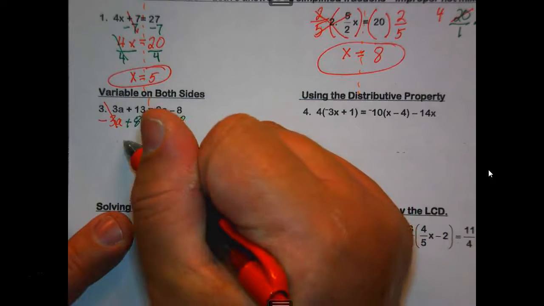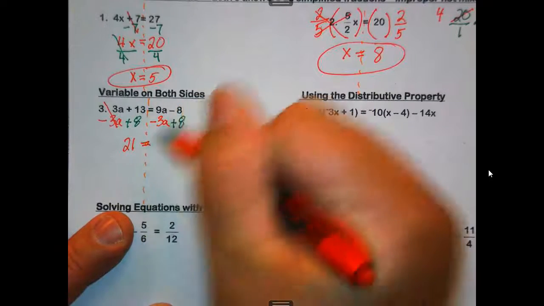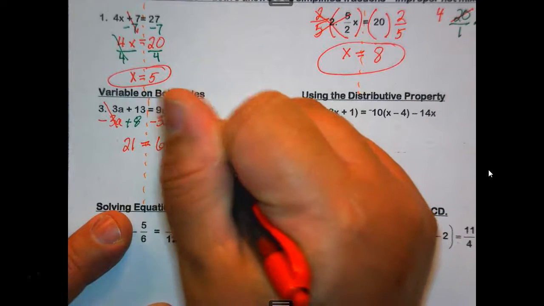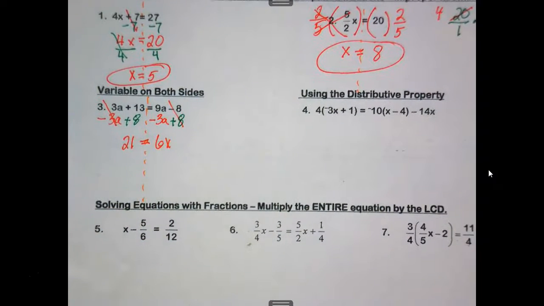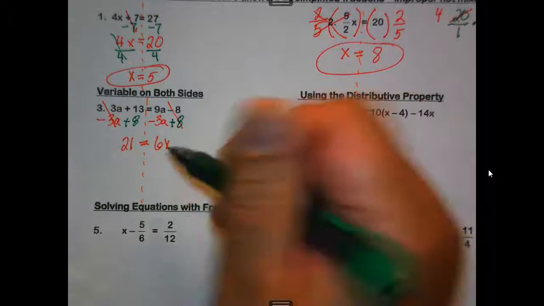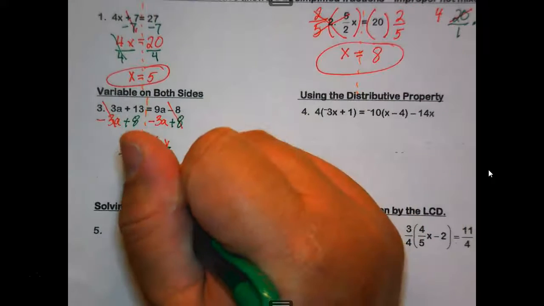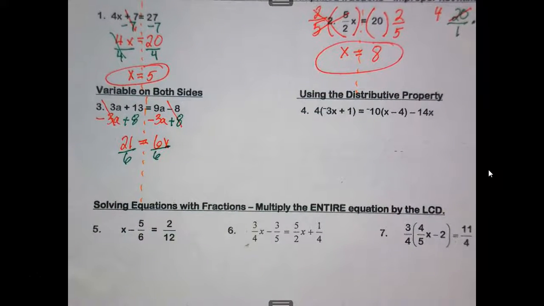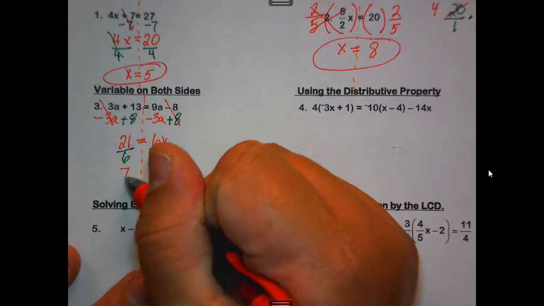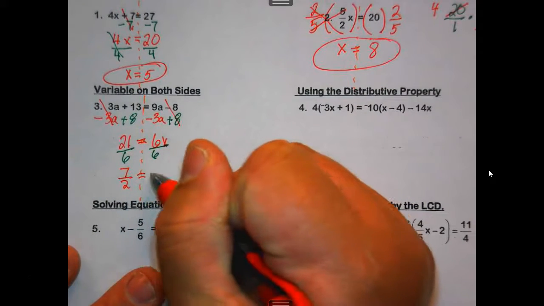13 plus 8 is 21. 9a subtract 3a is 6a. These add up to 0. Okay. Divide both sides by the coefficient 6. And 21/6 equals x. Can it be reduced? Try your math enter trick. Yeah, use 3. So I have 7 halves equals x.